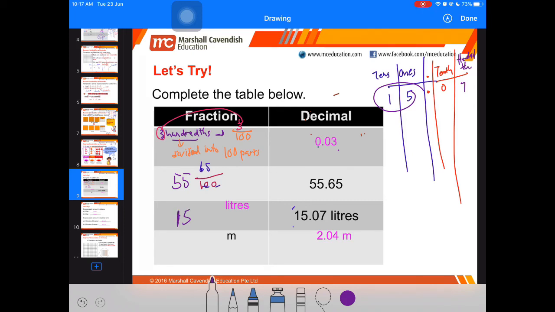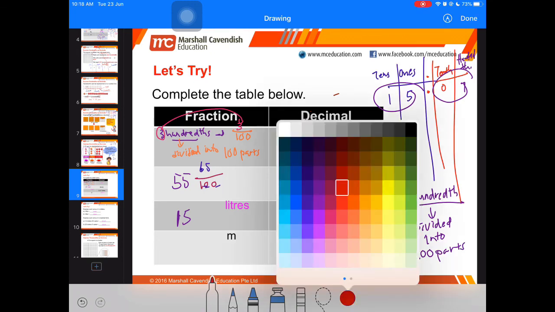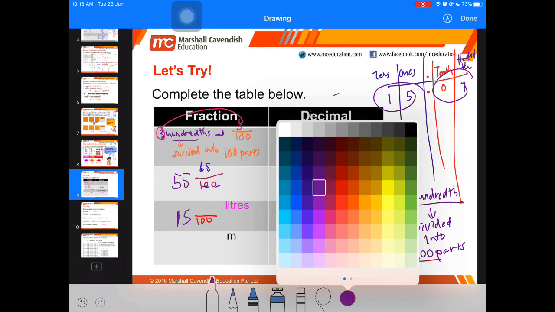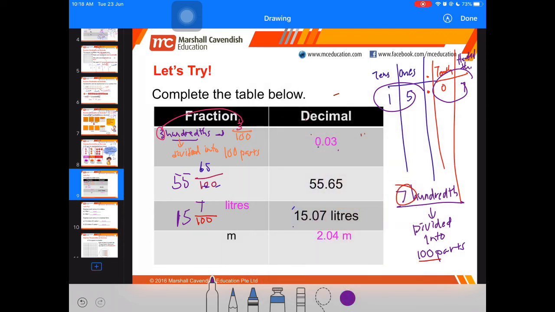Now let's look at the fraction. 7 hundredths. Not 7 tenths, 0 tenth, 7 hundredths. So what you have left is 7 hundredths. Hundredth means it's divided into 100 parts. So the denominator has to be 100. Why? Because it's divided into 100 parts and 7 hundredths. So there you go. This is the fraction. 15 and 7/100. Okay?